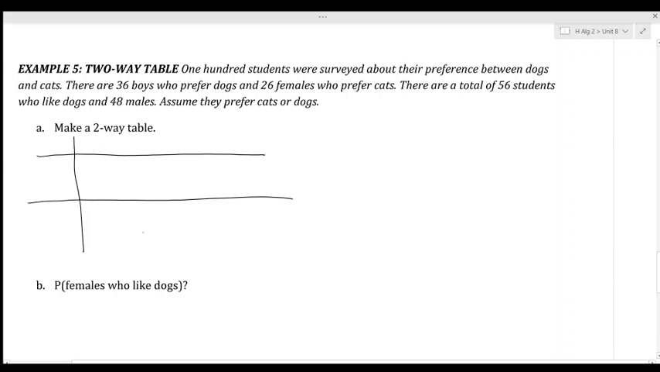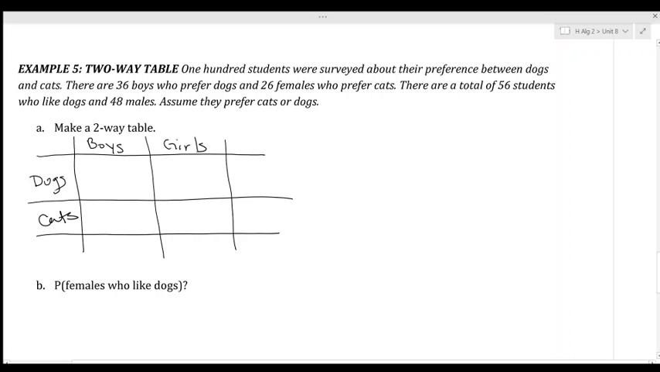So here we go. Draw as I draw. All right, so here's our two-way table. On the top, we have boys versus girls. And on the side, we're going to be talking about dogs versus cats. And then these last columns on the bottom and on the right here are totals. So let's just focus on the stuff we know. We know there are 36 boys who prefer dogs, 26 females who prefer cats. There are a total of 56 students who like dogs and 48 males. So let's plug those numbers into our table.